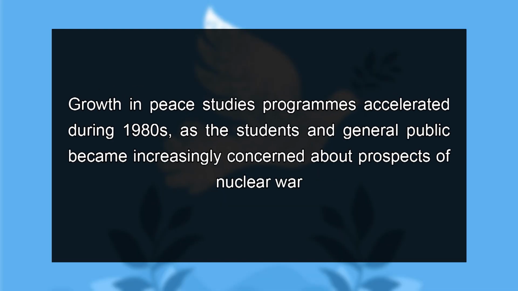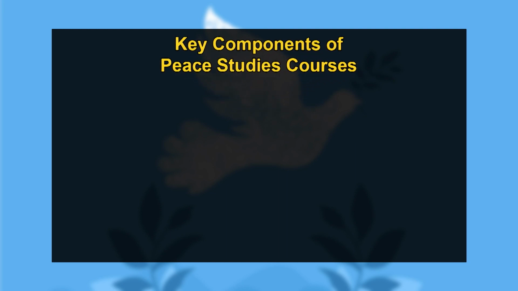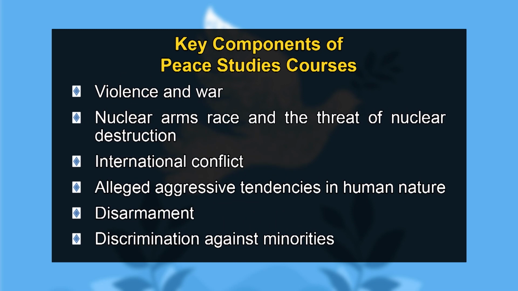In the 1970s, many North American universities offered courses about the war in Vietnam. Many faculty members who created these programs were responding to student demands to create courses that have relevance to their lives. Dear students, growth in peace studies programs accelerated during the 1980s as the students and general public became increasingly concerned about prospects of nuclear war. Their concern about the fate of the planet spurred the creation of a host of new courses and programs aimed at promoting global survival. Key components of peace studies during this period include courses on violence and war, the nuclear arms race, and the threat of nuclear destruction.